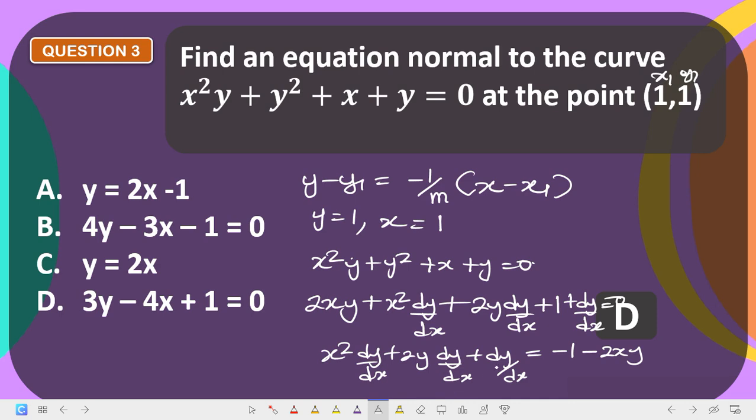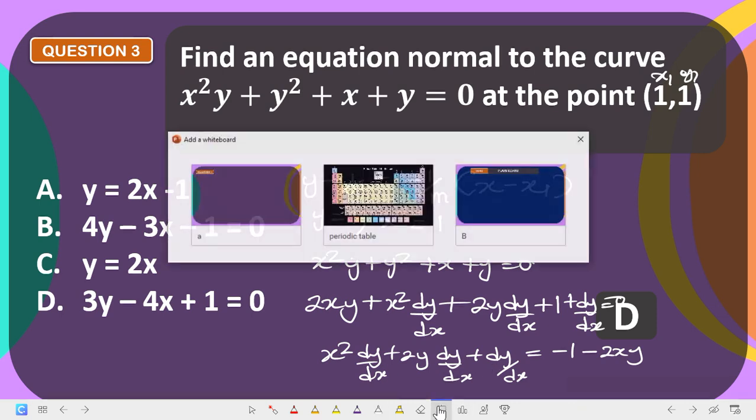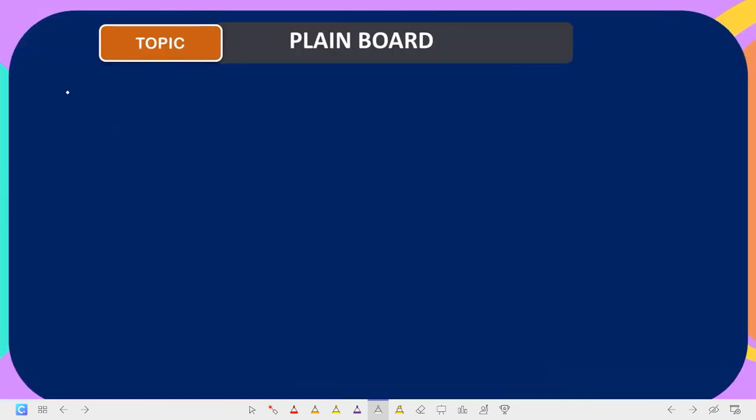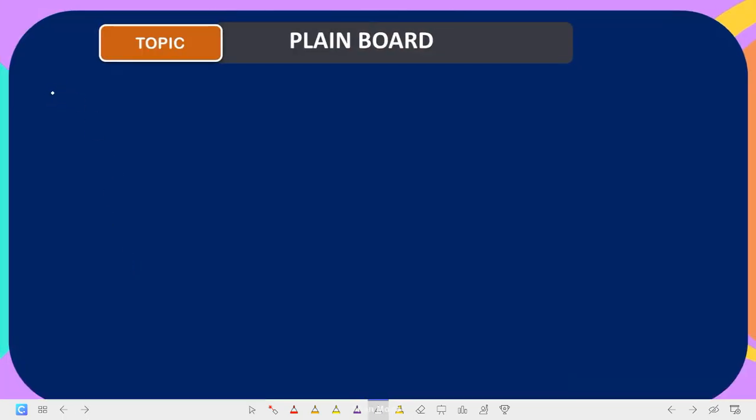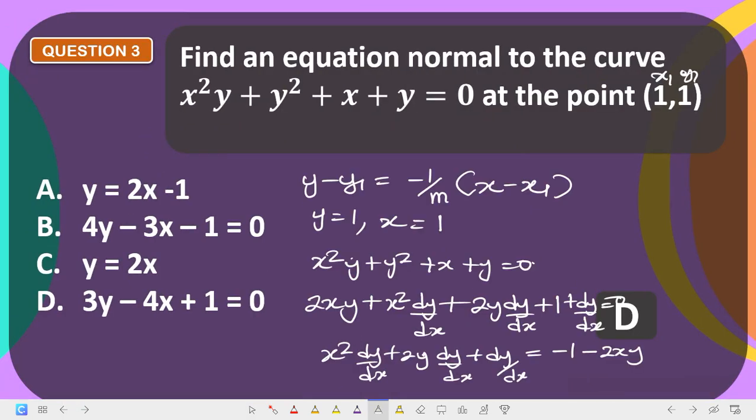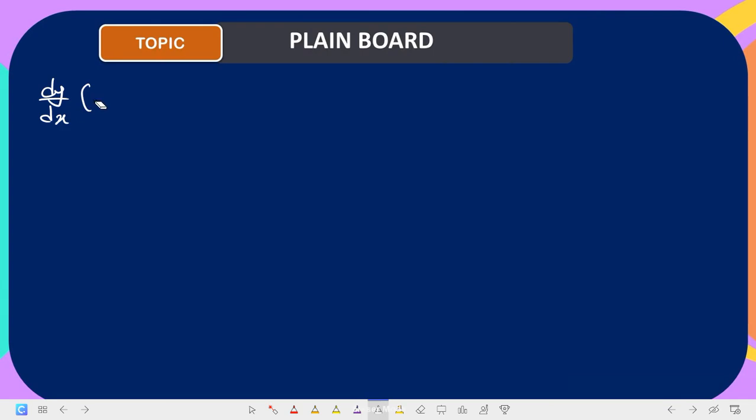So that at the end of the day, what are you going to have? This dy dx, dy dx, dy dx. What you are going to do is to bring out dy dx. If you bring out dy dx, what are we left with? This will now be bracket. If you bring out dy dx here, what will be left here? x squared plus 2y plus 1. So this gives us x squared plus 2y plus 1, everything is equal to minus 1 minus 2xy.